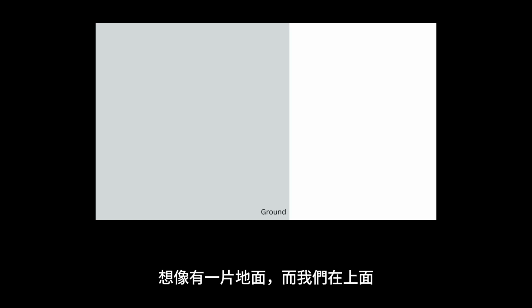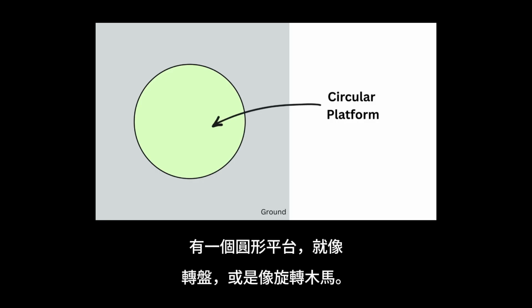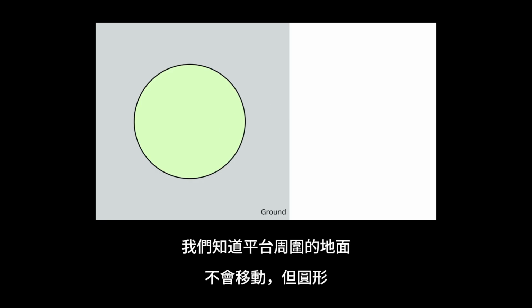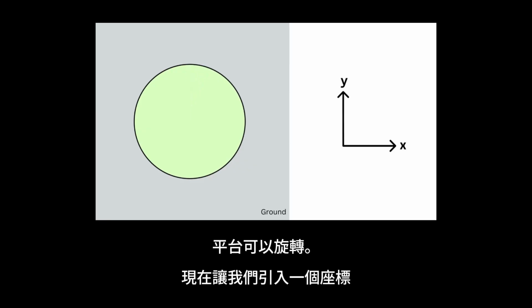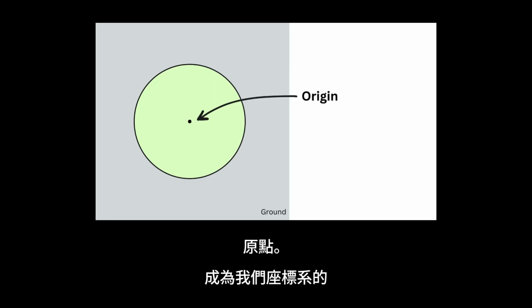Imagine there is a ground, and on it we have a circular platform like a turntable or like a merry-go-round. We know that the ground around the platform does not move, but the circular platform can rotate. Let us now introduce a coordinate system. Let the center of the platform become the origin of our coordinate system.